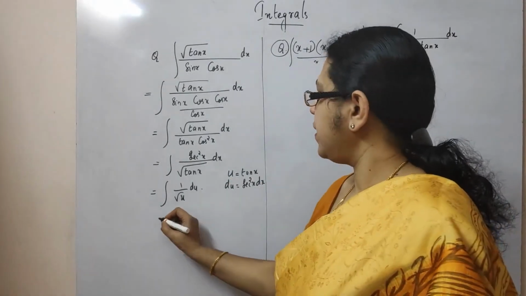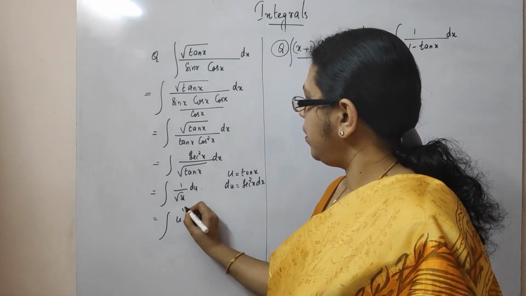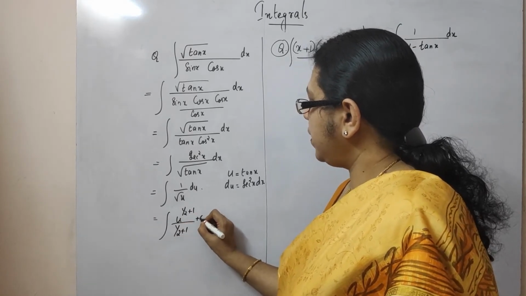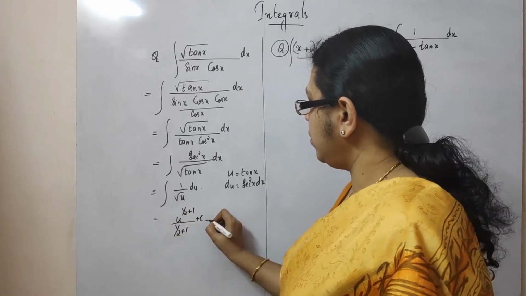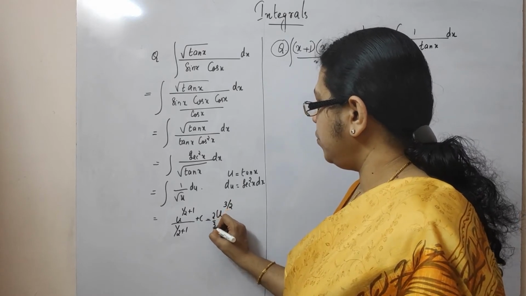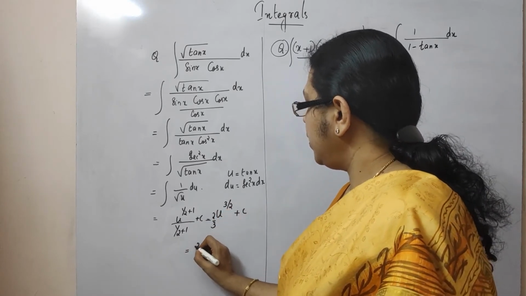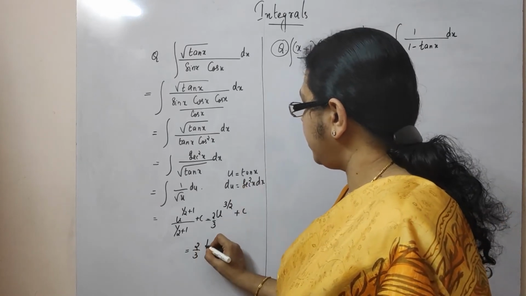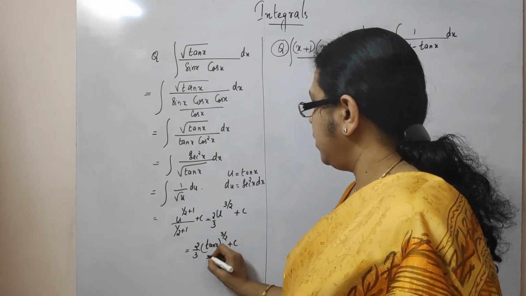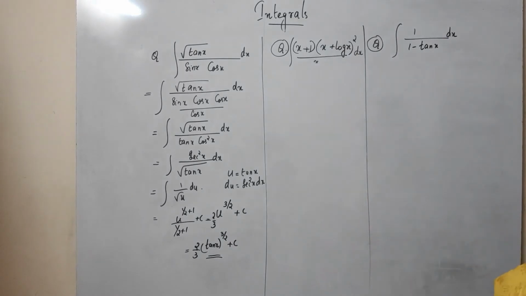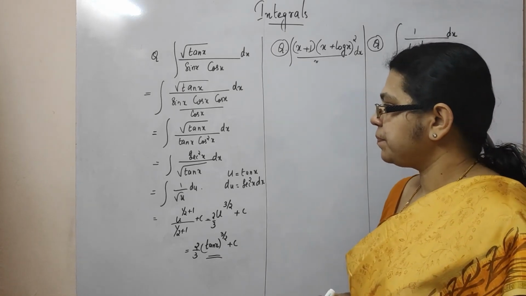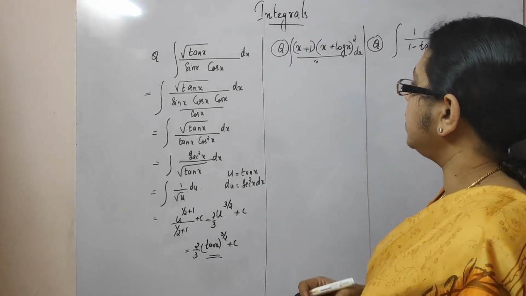So we have this as the integral of u raised to the power of half plus 1 by half plus 1. So what is that? Plus c. Once the integration is over, there is no need of the integral sign. So this is equal to u raised to the power of 3 by 2 by 3 by 2, that is multiplied by 2 by 3, plus c. Now what is u? That is 2 by 3 times tan x raised to the power of 3 by 2 plus c. So this is the answer that you are getting on integrating this expression. Am I clear? Okay, now let's move on to the next question.